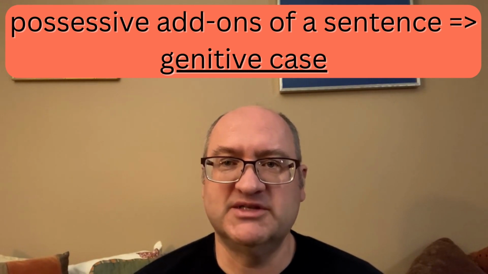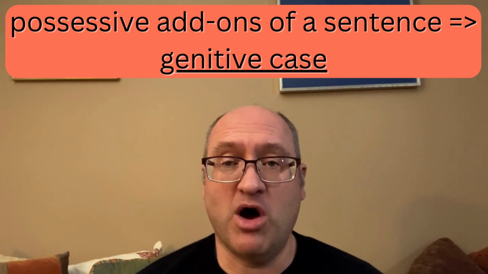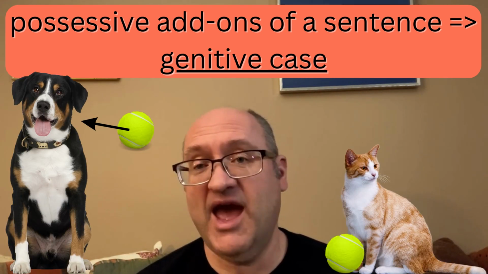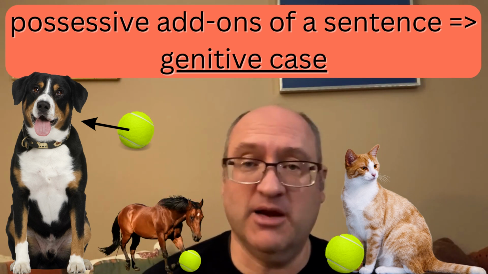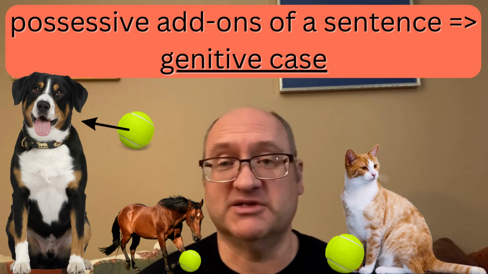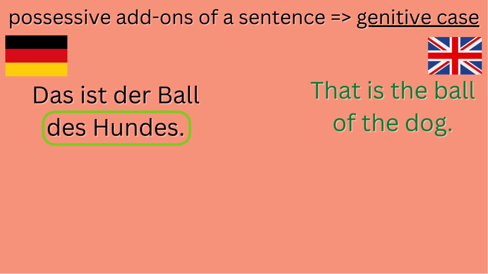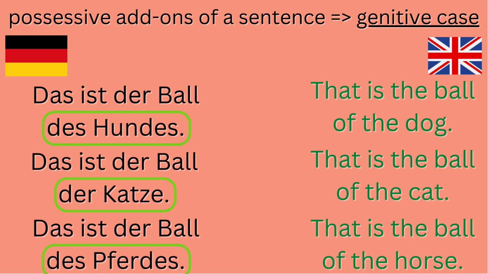Let's look at the possessive case, the genitive case. So what if I wanted to say that this is the ball of the dog, or the dog's ball, or the cat's ball, or the horse's ball? Let's say those animals all happen to have balls as toys that they like to play with. Das ist der Ball des Hundes. Das ist der Ball der Katze. Das ist der Ball des Pferdes. In all three cases, that would just mean that is the ball of the fill in the blank, right?